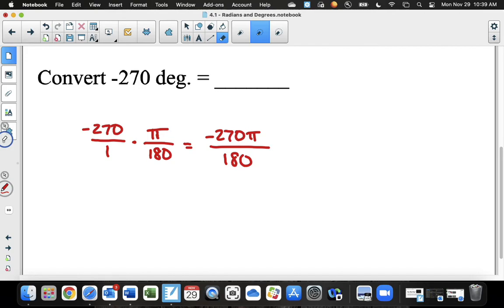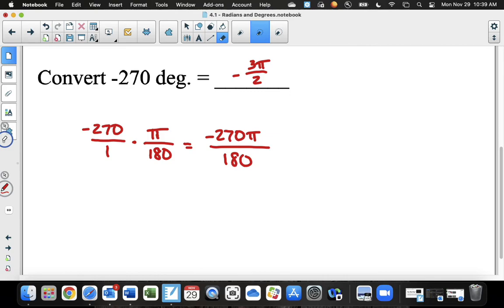What does that reduce down to? What'd you get? Negative 3 pi over 2 is what you should get. Negative 3/2 pi. Again, remember, the only thing that a negative does is it means you're just going the opposite direction around the circle. So instead of going in the positive direction, you're going in the negative direction, 270 degrees.